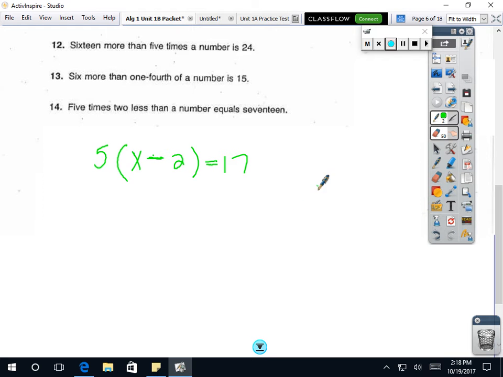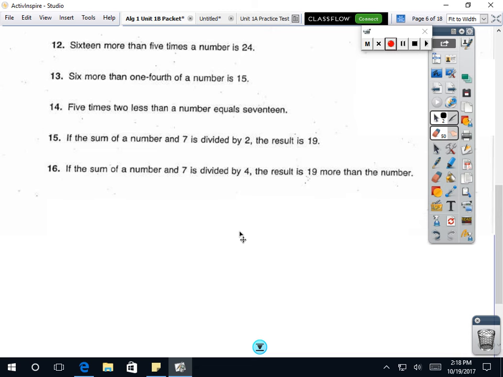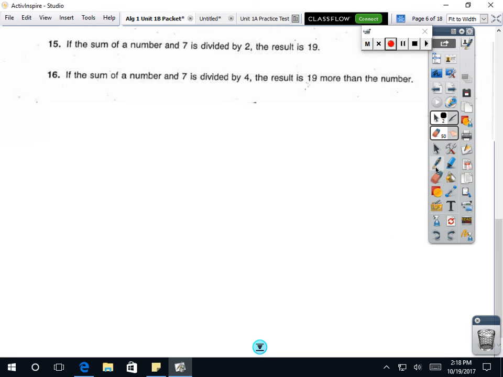Okay, one more question from the homework. What do y'all want it to be? 16? We just did 14. All right, number 16. Be quiet.